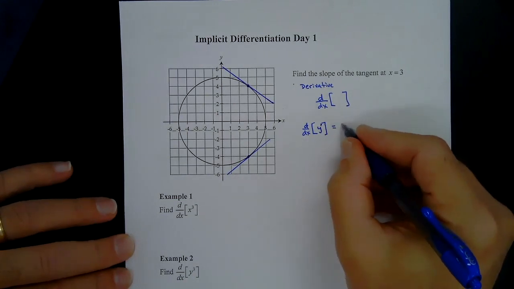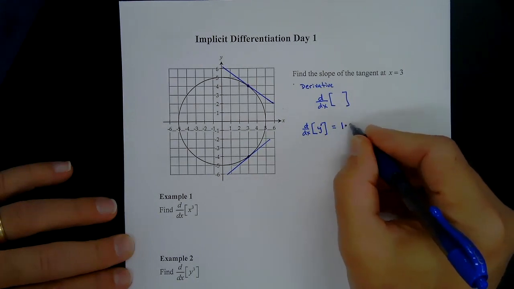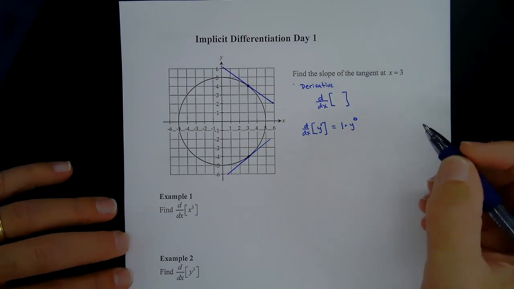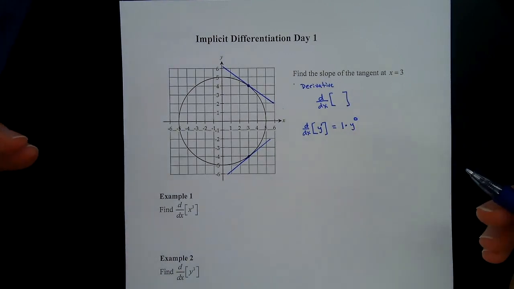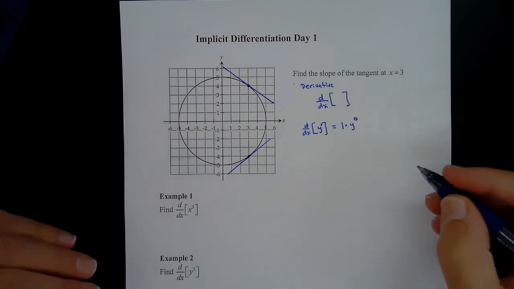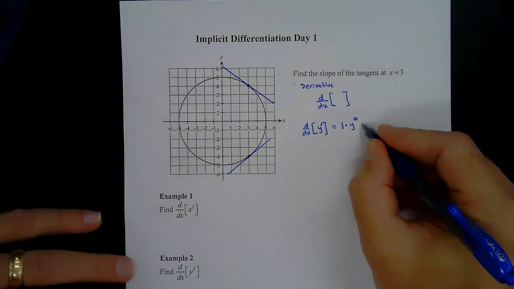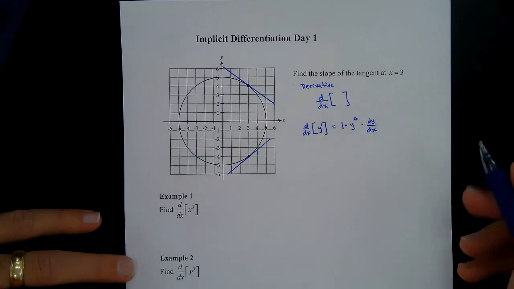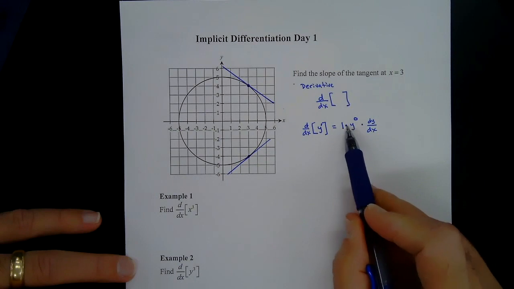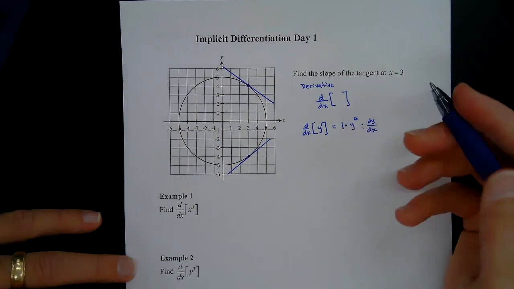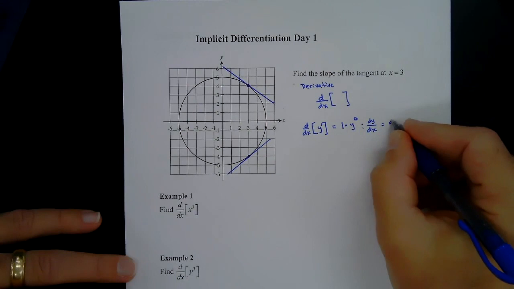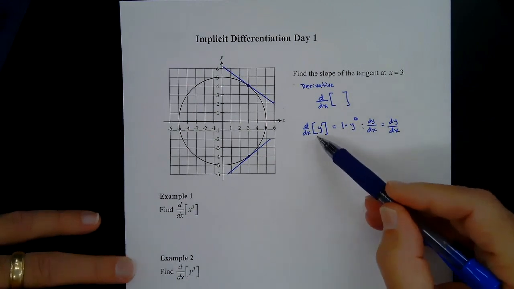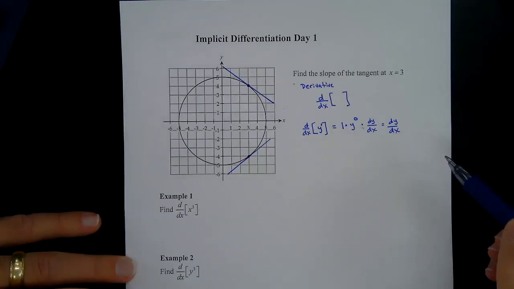The chain rule tells us it's going to be 1 times y to the, and I need to subtract 1, so y to the 0. But then the inside of that power is the y, and we need to take the derivative with respect to x, so that becomes dy over dx. Y to the 0 is 1, so this would be 1 times dy over dx. This turns out to be simply dy over dx. So the derivative with respect to x of y is just dy over dx.